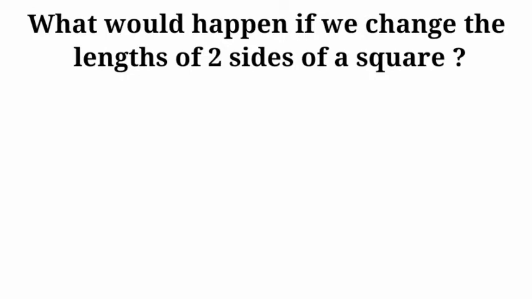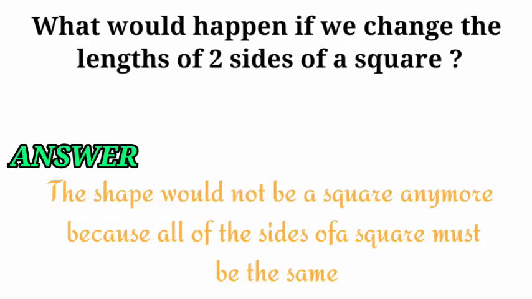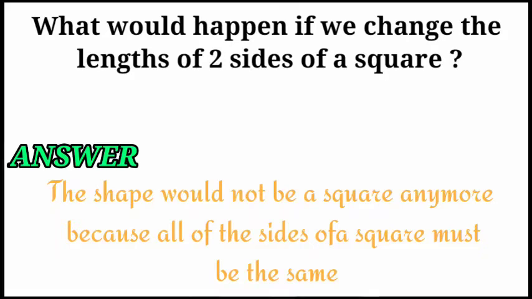Once again, read the question, children. What would happen if we change the length of two sides of a square? The shape should not be a square. If we change only two sides, the remaining two sides stay the same. The shape would not be a square anymore, because all the sides of a square must be the same. All the square shapes have equal sides only.